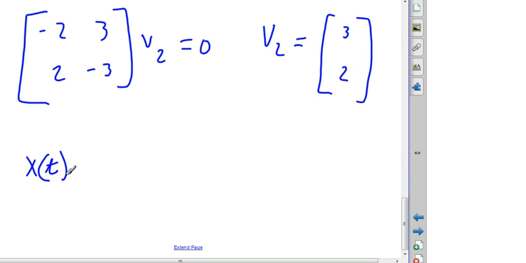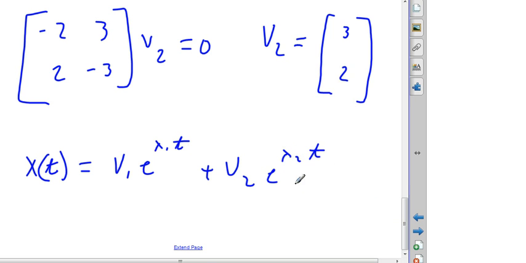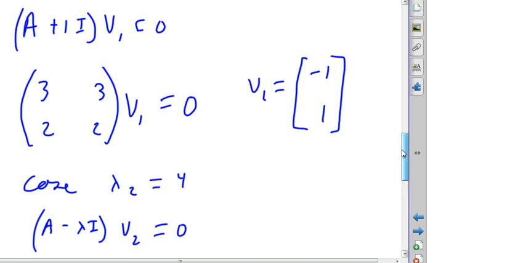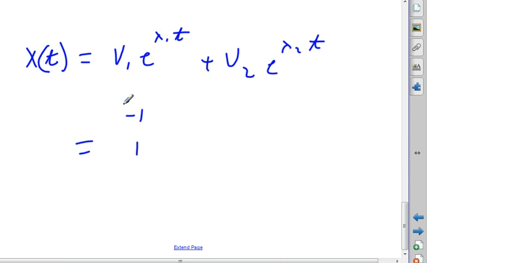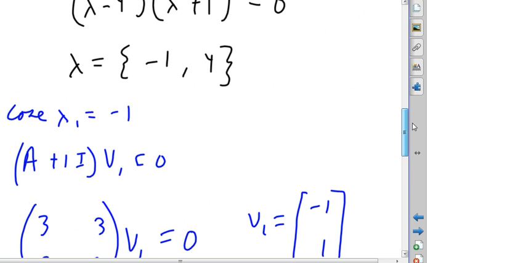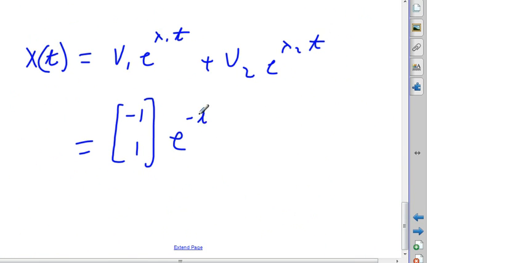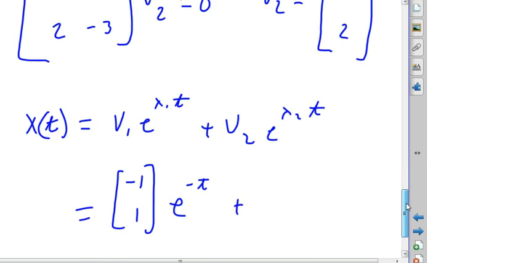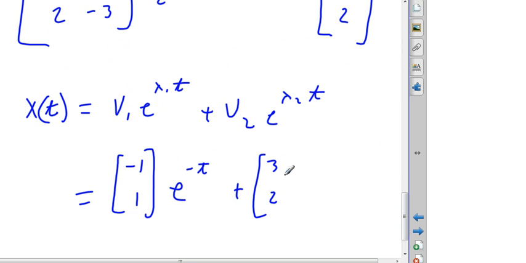So x of t is going to be v1 e to the lambda 1 t plus v2 e to the lambda 2 t, which is going to be minus 1, 1 times e to the minus t, plus 3, 2 times e to the 4t. And this would be x1 of t, x2 of t if I wasn't writing it as a vector.